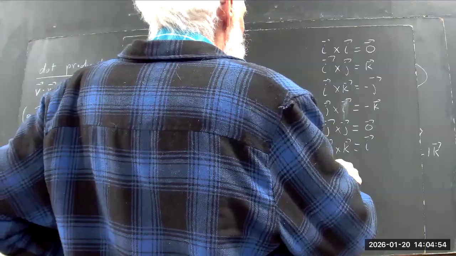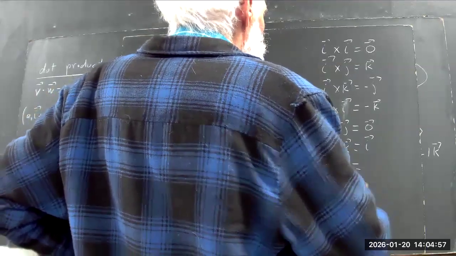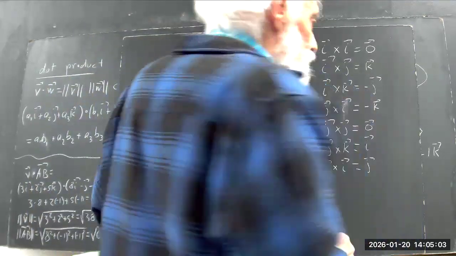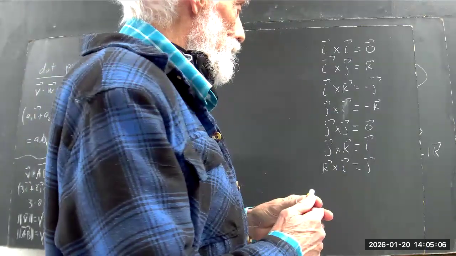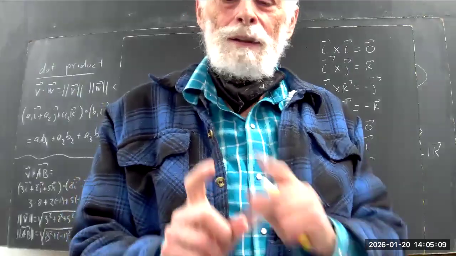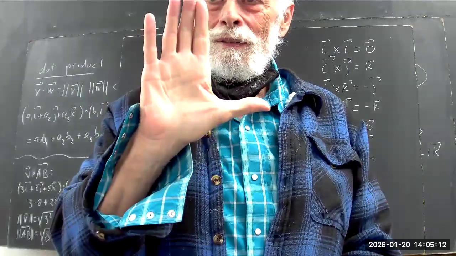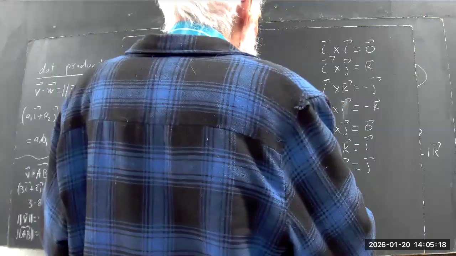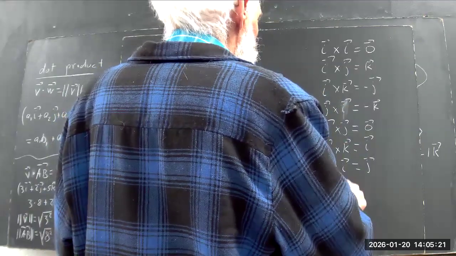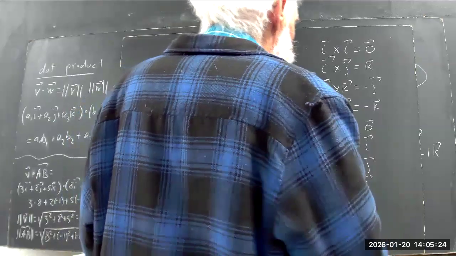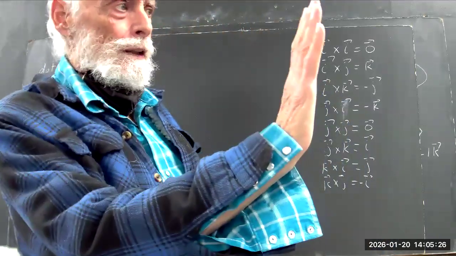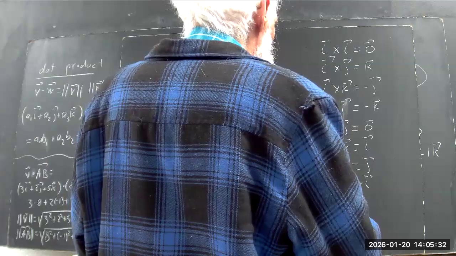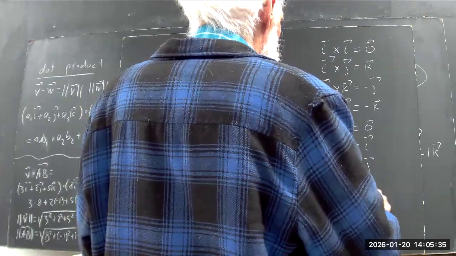And then K cross I, well, you can look at I cross K, which is negative J. So this had better be J. Okay, here we go. K's this way, I's this way. Turn from this direction to this, I get J, right? Okay. And K cross J is negative I. And then K cross K equals zero vector.